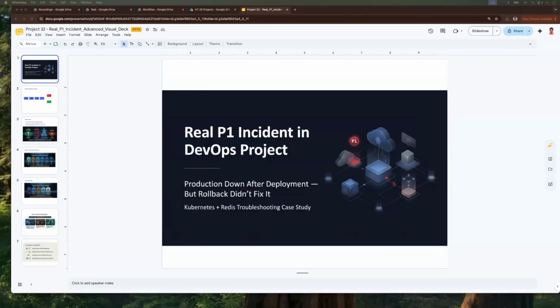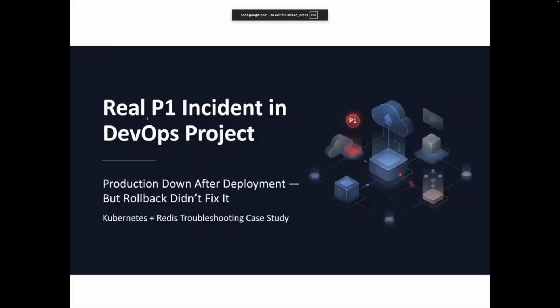So today we're going to talk about one of the real P1 incidents which happened in our project recently. I wanted to share an application where I took ownership of the issue that came under me, end to end. Myself and my team worked on fixing this and identifying the issue, which was one of the most interesting issues I never faced in my 14 years of DevOps career.